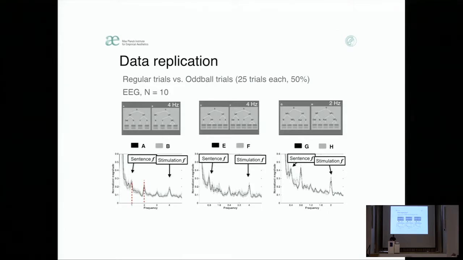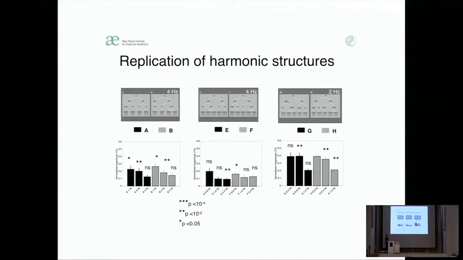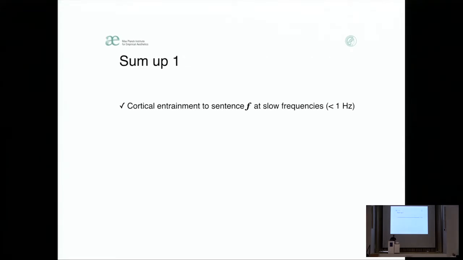So, again, as I said, the harmonic structure is what comes out. Although, as I said, the signal-to-noise ratio is much lower, the structure is remarkably similar. And so from this, we conclude that there is definitely cortical entrainment to an internal rhythm that is not in the stimuli. And this is a sentence rhythm at slow frequencies, even below 1 hertz.